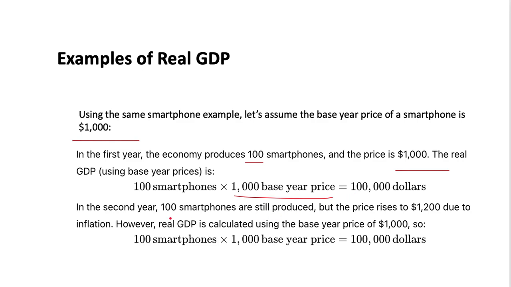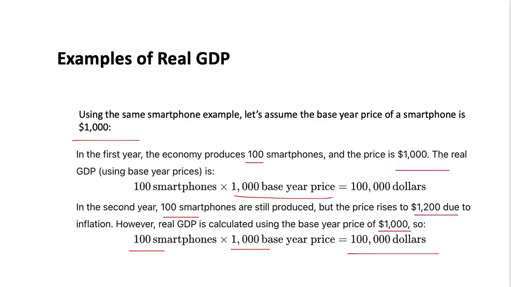In the second year, 100 smartphones are still produced, but the price rises to $1,200 due to inflation. However, real GDP is calculated using the base year price of $1,000. So 100 smartphones times the base year price equals $100,000. Even though nominal GDP increased due to inflation, real GDP remained the same because the actual quantity of smartphones produced didn't change. This shows that there was no real economic growth in terms of output.